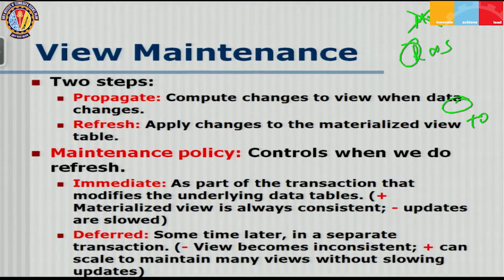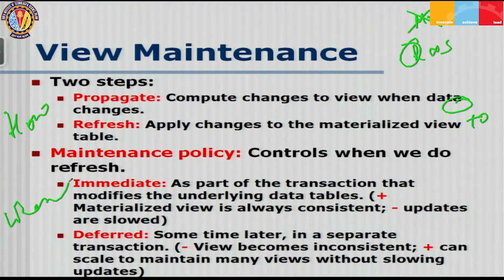As I told you, we are talking about two different policies for maintenance. So it controls when we do. This is about how, and this is about when. There are two options, as I told you earlier also, immediate and deferred. Immediate is part of the transaction that modifies the underlying base tables. The positive point of this is that the materialized view is always consistent with the underlying tables, and the negative point is that updates are slowed. You don't want updates to be slowed, so you have to decide.